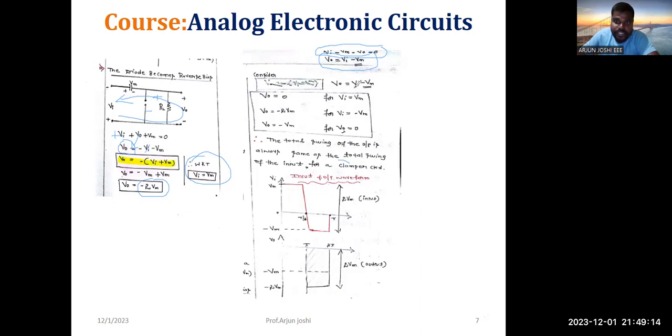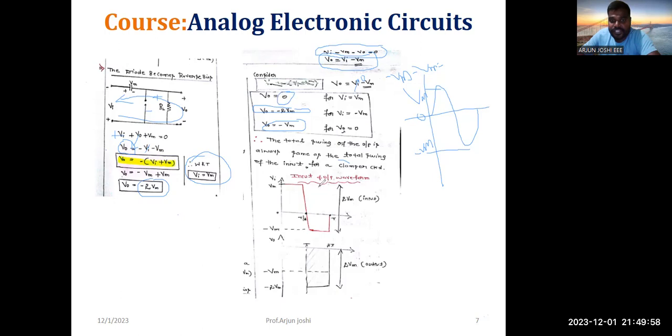How can we write it? Just observe here. In the input supply, we have three conditions: Vm maximum, 0, and minus Vm. Whenever Vi is equal to 0, apply here, what is going to come? Minus Vm. Whenever Vi is minus Vm, apply here, V naught is equal to minus Vm minus Vm, minus 2Vm. Whenever Vi is equal to Vm, the output is 0.